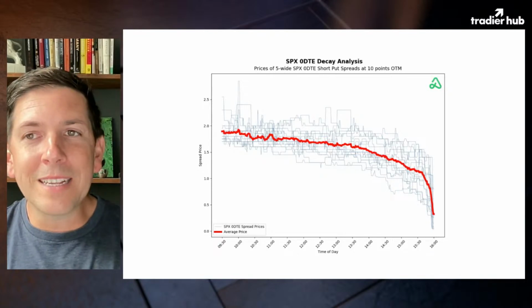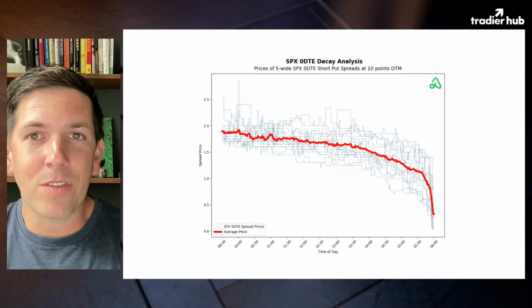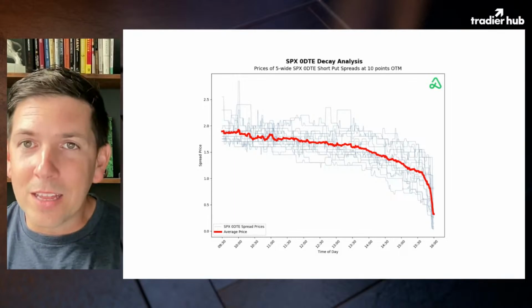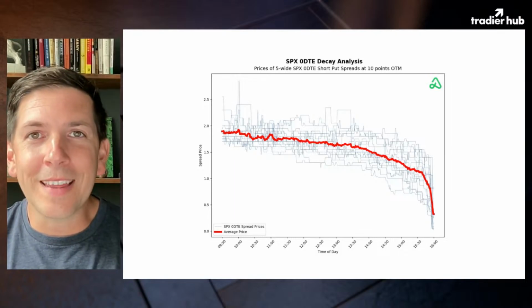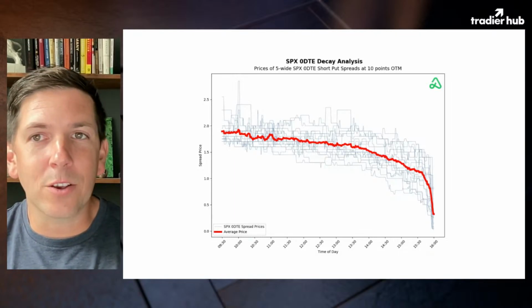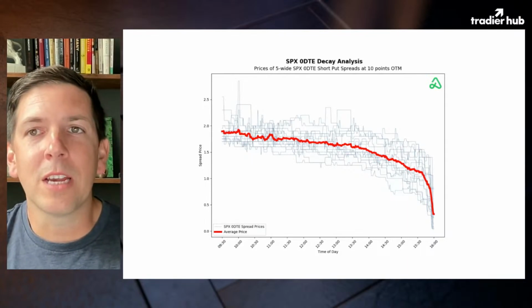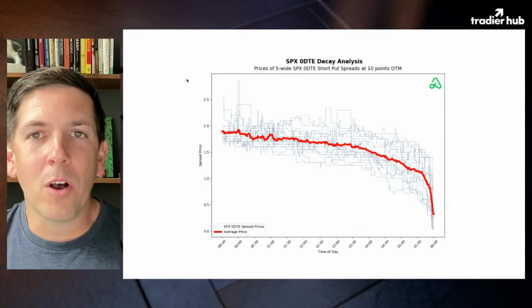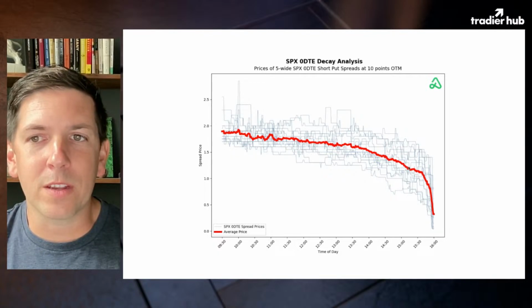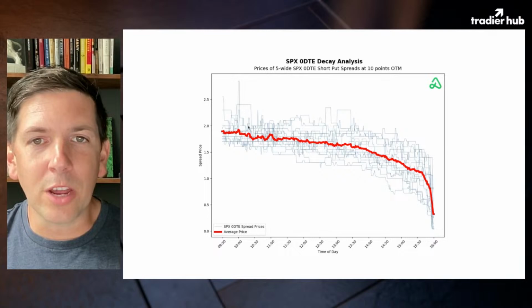So what this means is that this is going to look at the net decay of the position. Again, it's not looking at the individual contracts, but it's looking at the net decay of the position as it goes throughout the trading day. And we did this one a little bit out of the money, so 10 points out of the money on SPX. And so here was kind of the aggregate of a lot of the data with this red line. And you can see generally what happens.